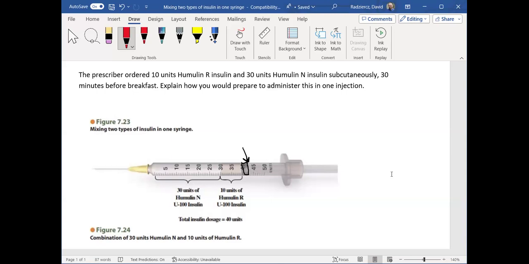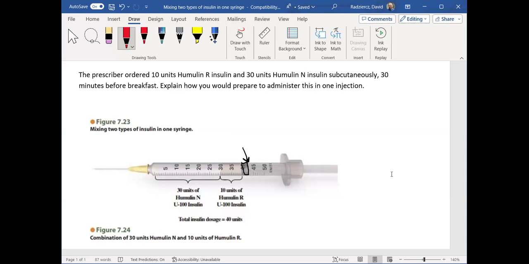In reality, for any of you that have done mixing of insulin, you know that it just all mixes together. You can't see the separation. The main reason you're pulling regular first is because it's clear. Once you pull the cloudy Humulin N, it all mixes together, but that's why you pull the clear first. That way you're making sure you're getting the appropriate amount.